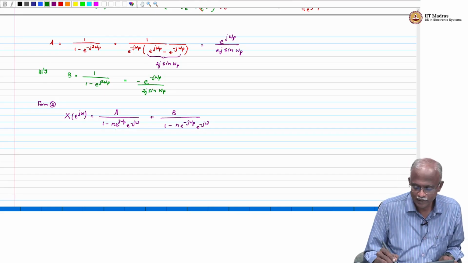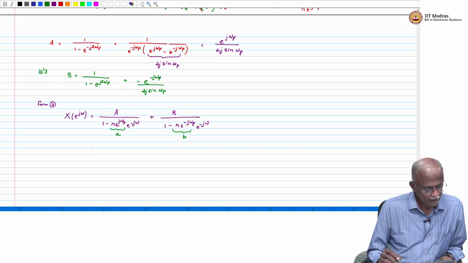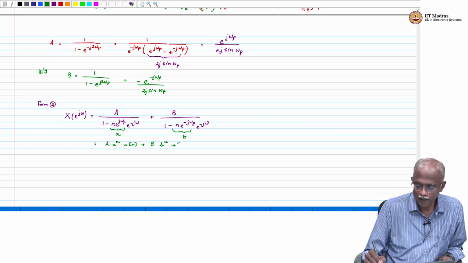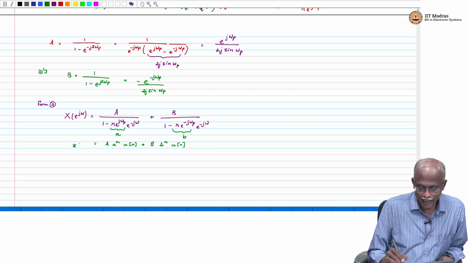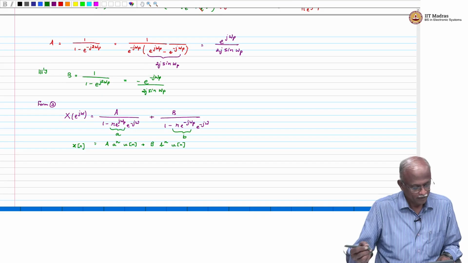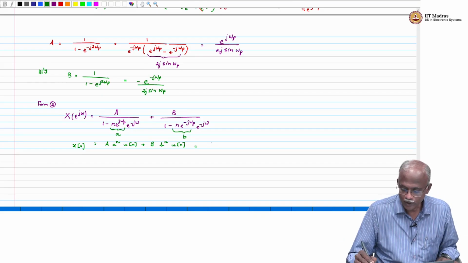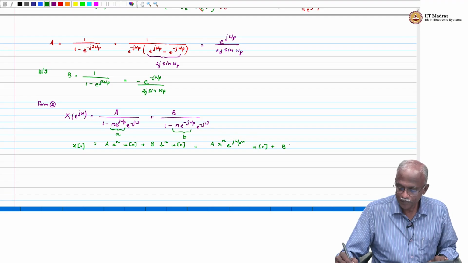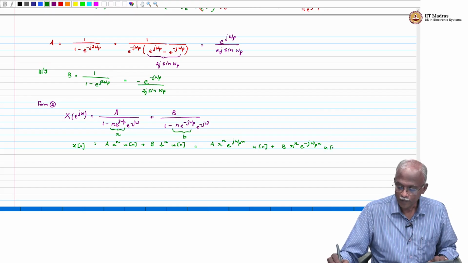Last step, treat this as some a, treat this as some b. Then what do you get as the expression? A times a power n u of n plus B times b power n u of n. That is the corresponding x of n. Write down the expressions. We are through. This is equal to A times r power n e power j omega p n, times u of n plus B times r power n e power minus j omega p n u of n.